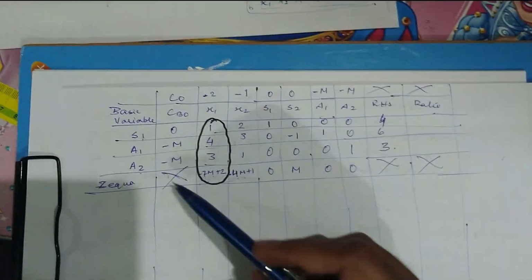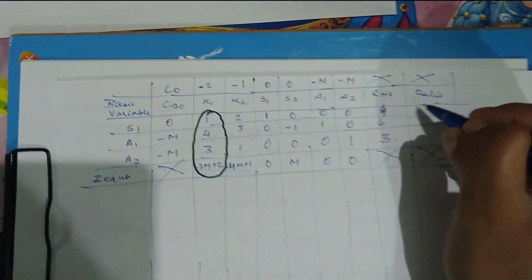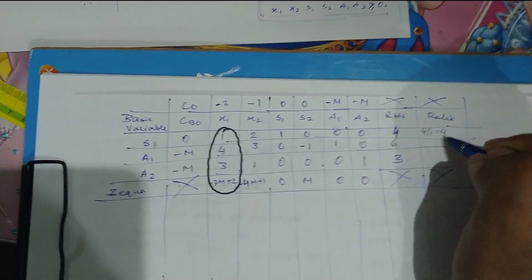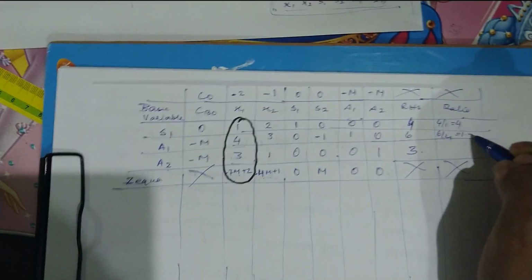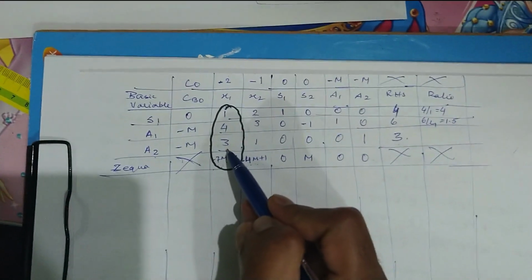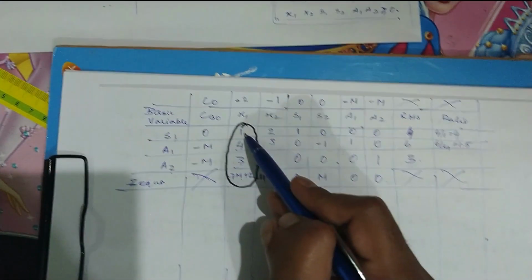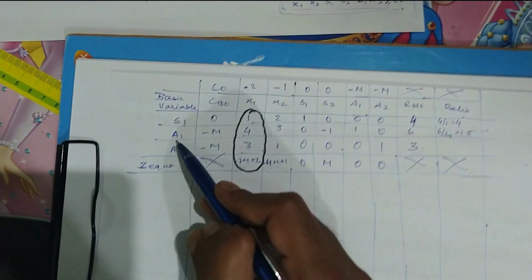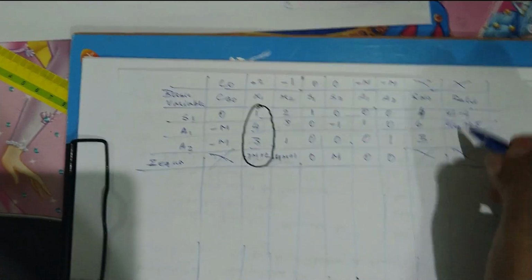Similar to the simplex procedure that we had earlier discussed in the earlier videos, now I'm supposed to calculate the ratios. So here the ratios are 4 divided by 1, which is equal to 4. This is 6 divided by 4, which gives us 1.5. The ratio is RHS divided by the entering column coefficient. The entering column coefficient of this row is 1, of this row is 4, and of this row is 3. So here 3 divided by 3 gives us 1.